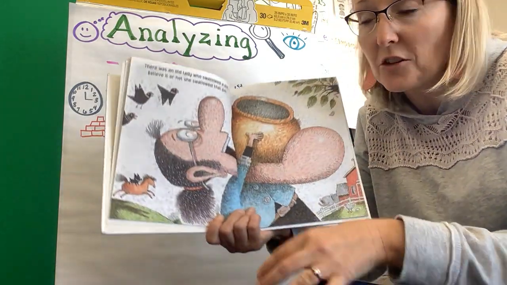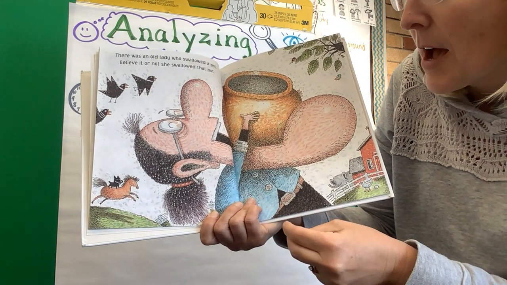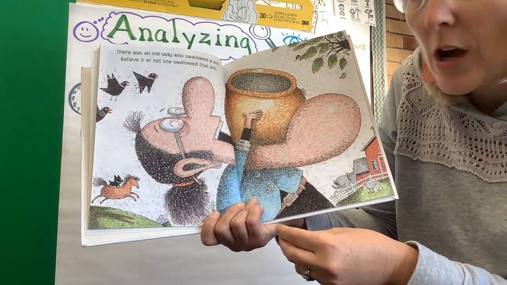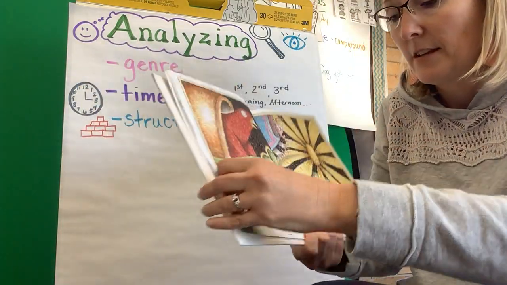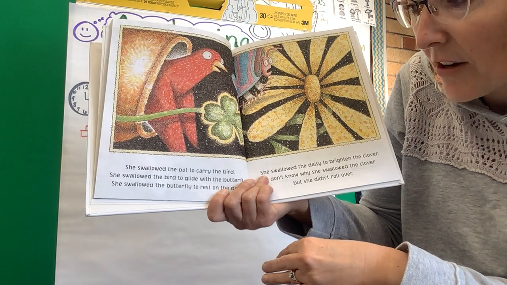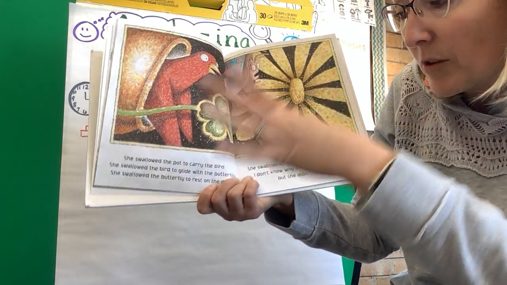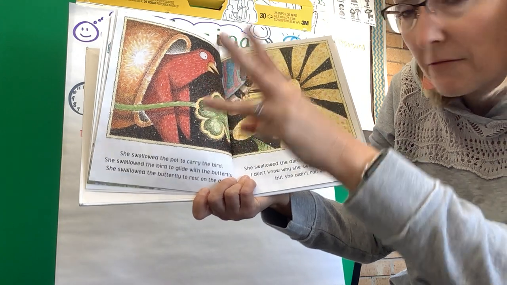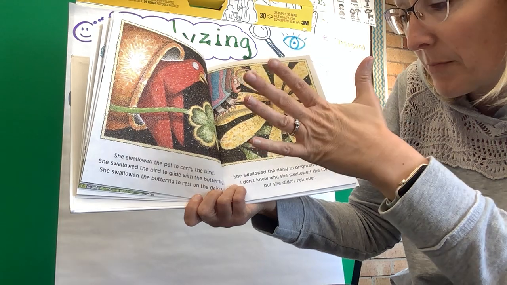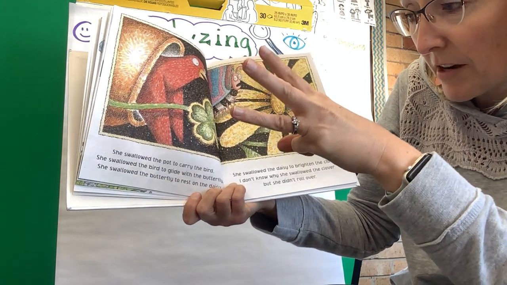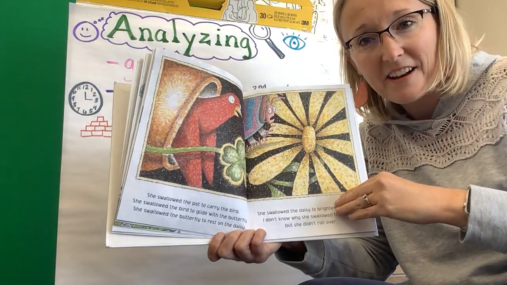There are several books that are cumulative books. There was an old lady who swallowed a pot. Believe it or not, she swallowed that pot. So that was 5, right? She swallowed the pot to carry the bird. She swallowed the bird, so that was 5, to glide with the butterfly. She swallowed the butterfly to rest on the daisy. Oh, I think I lost a spot. Yeah, the pot, the bird, the butterfly, the daisy, the clover. Yep. See how it goes?